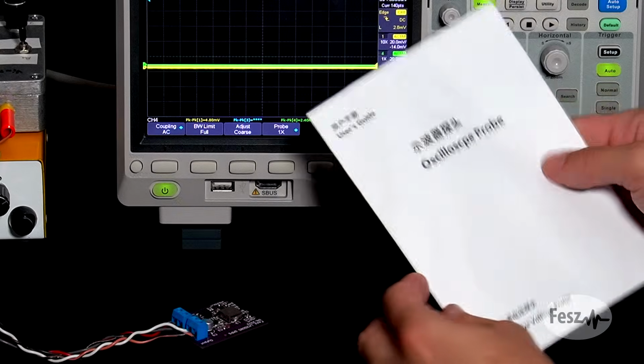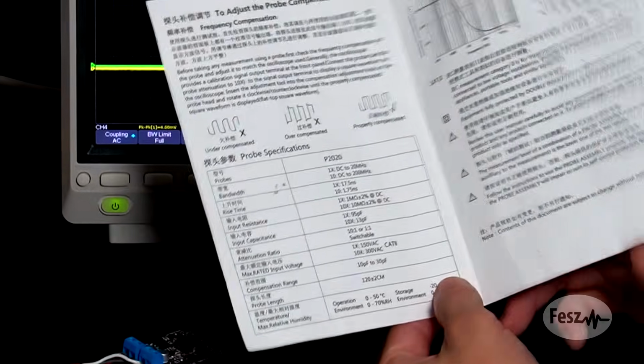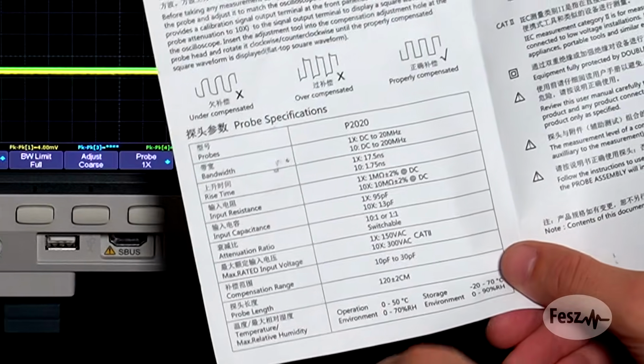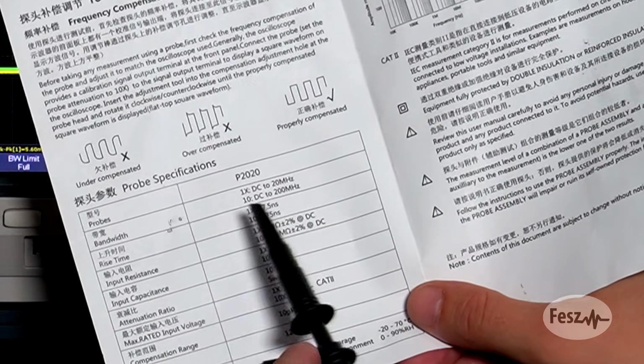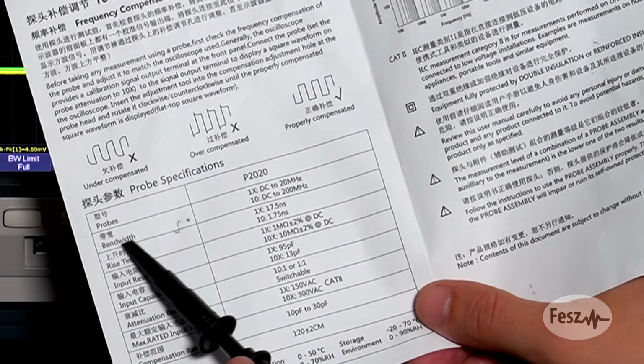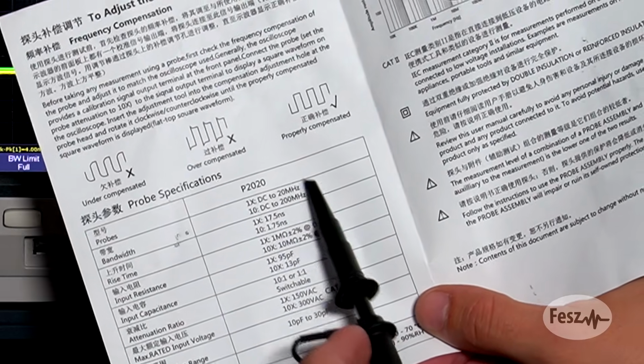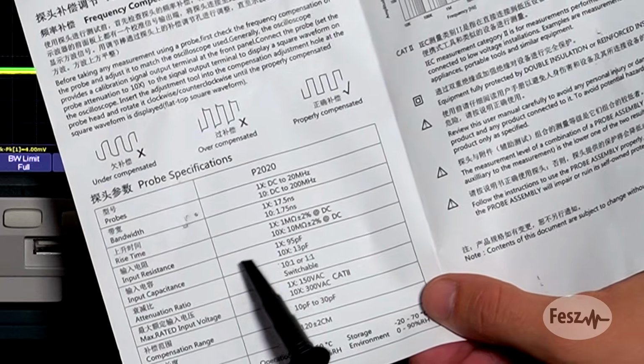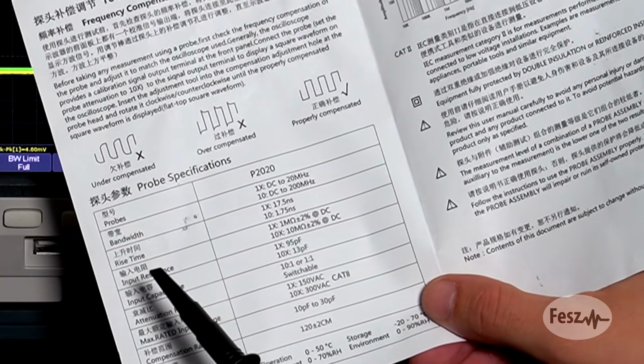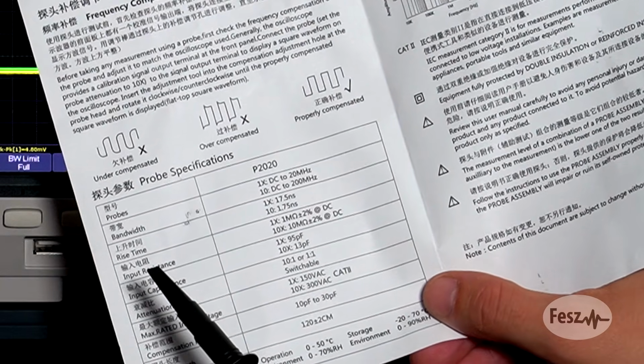If you check the leaflet that comes with a probe, you will observe that the rated bandwidth is different for X1 and X10 modes. The X10 mode provides the rated bandwidth of the probe, whereas the X1 setting limits this to, in this case, 20 MHz, but it could be lower. So the observed behavior in the simulation is perfectly normal.